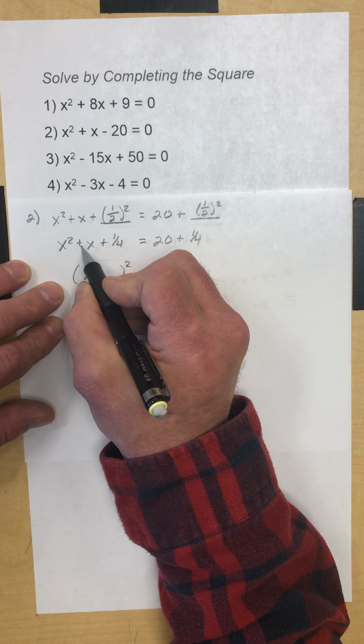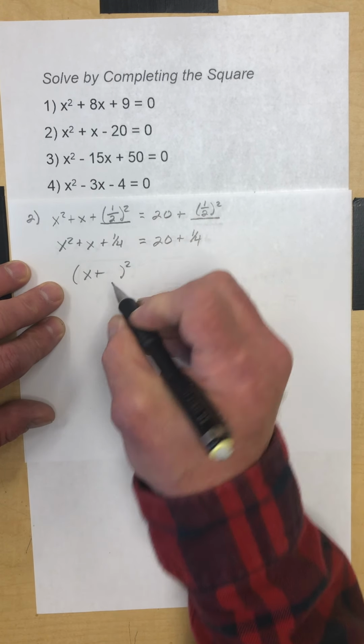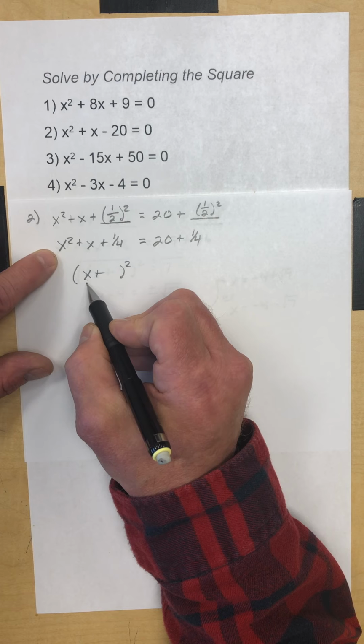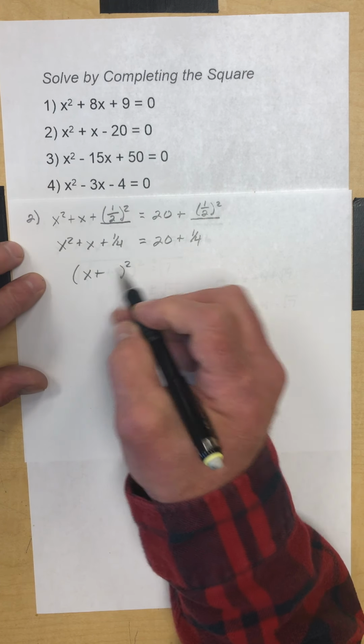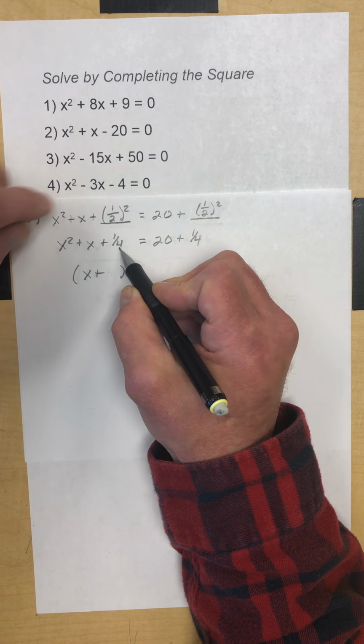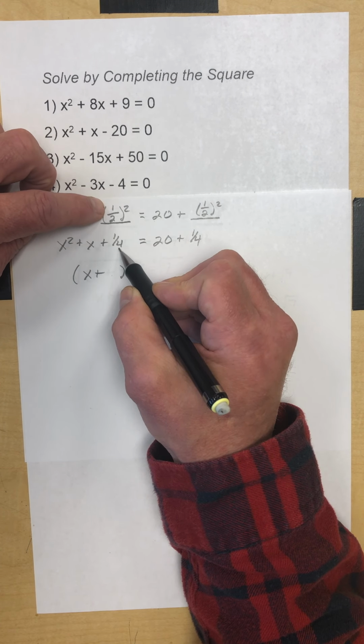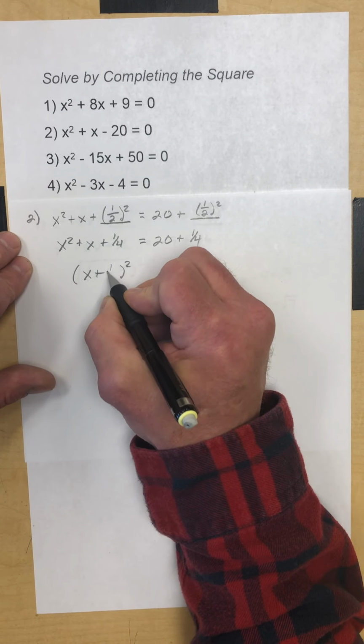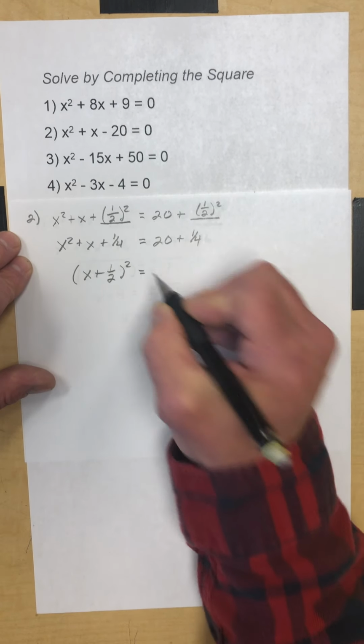I bring the plus sign down, and I know this has to be the square root of the first term, so the square root of x squared is just x. And then this has to be the square root of 1/4. Well, 1/4 resulted from squaring 1/2, so the square root of 1/4 has to be 1/2. So this is x plus 1/2 squared equals.